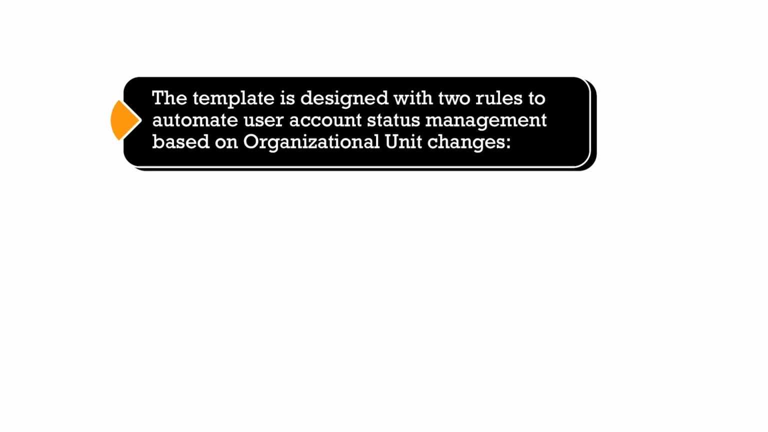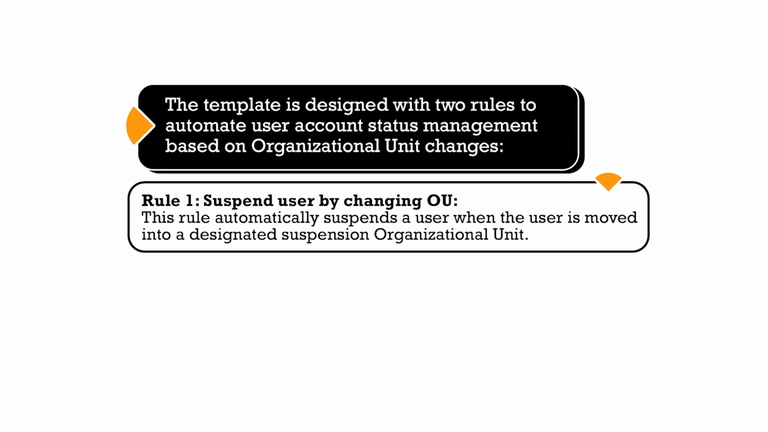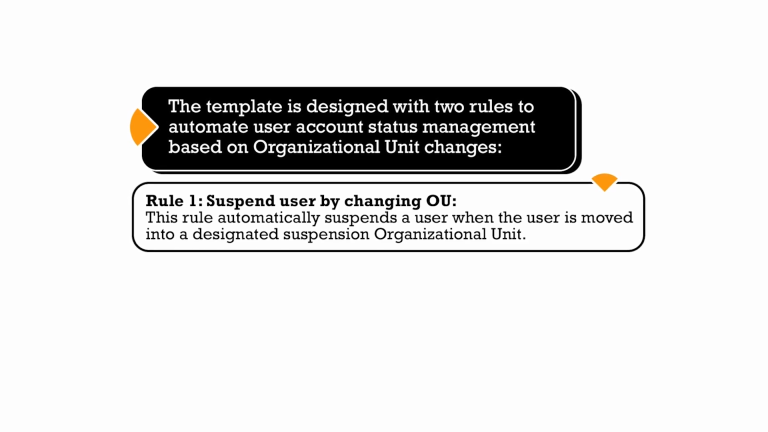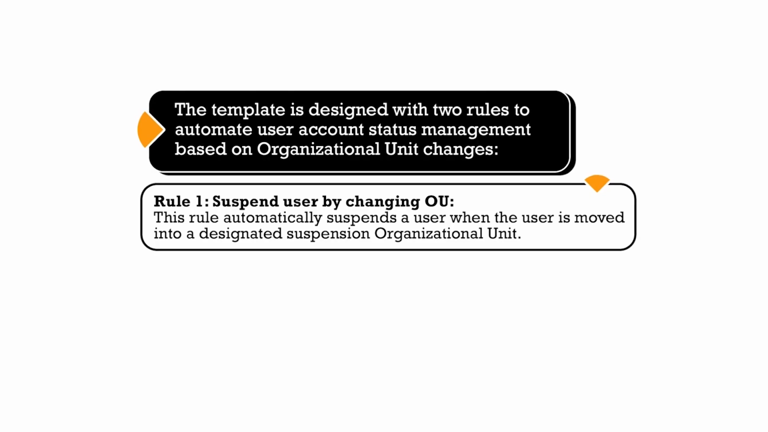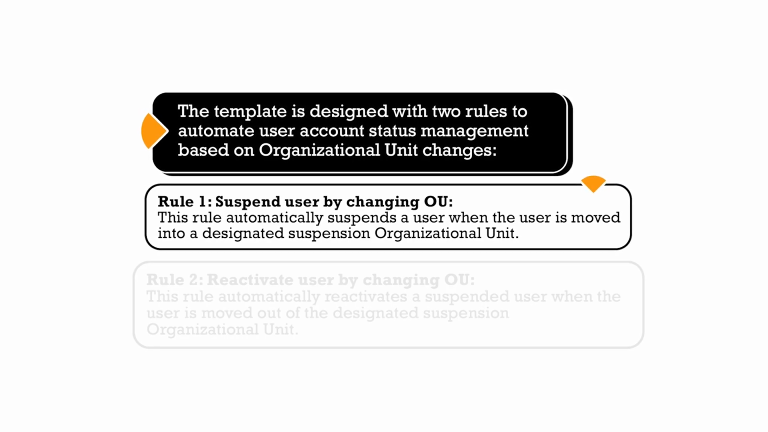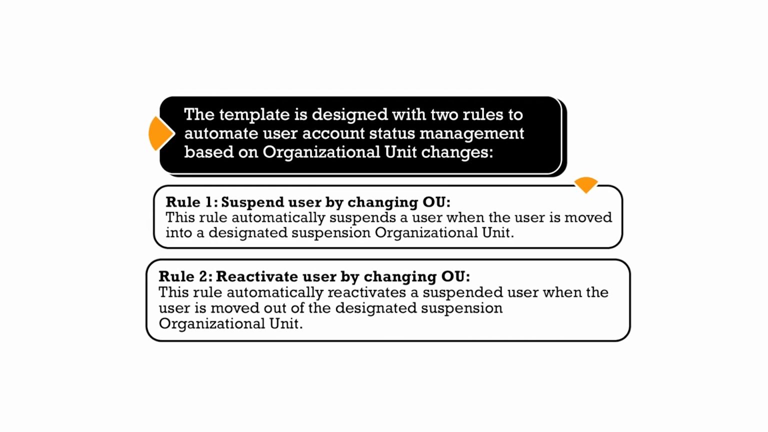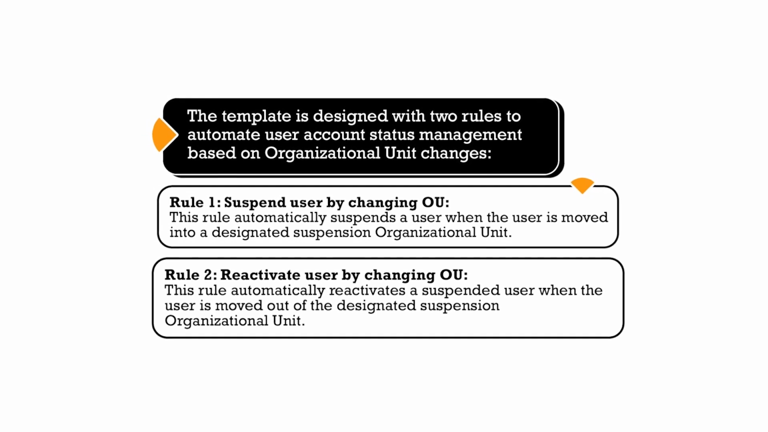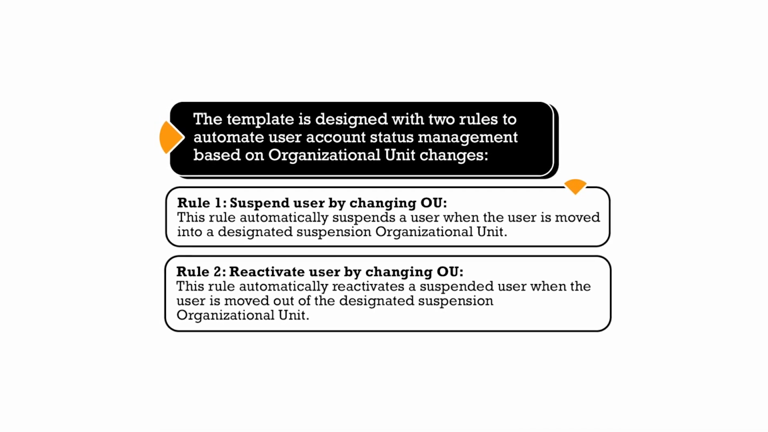The template is designed with 2 rules to automate user account status management based on organizational unit changes. Rule 1. Suspend user by changing organizational unit. This rule automatically suspends a user when the user is moved into a designated suspension organizational unit. Rule 2. Reactivate user by changing organizational unit. This rule automatically reactivates a suspended user when the user is moved out of the designated suspension organizational unit.